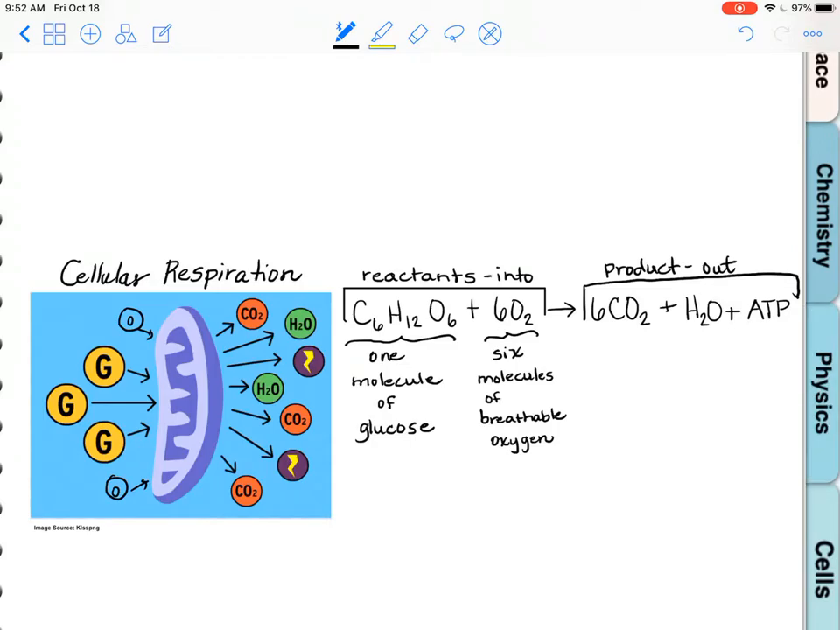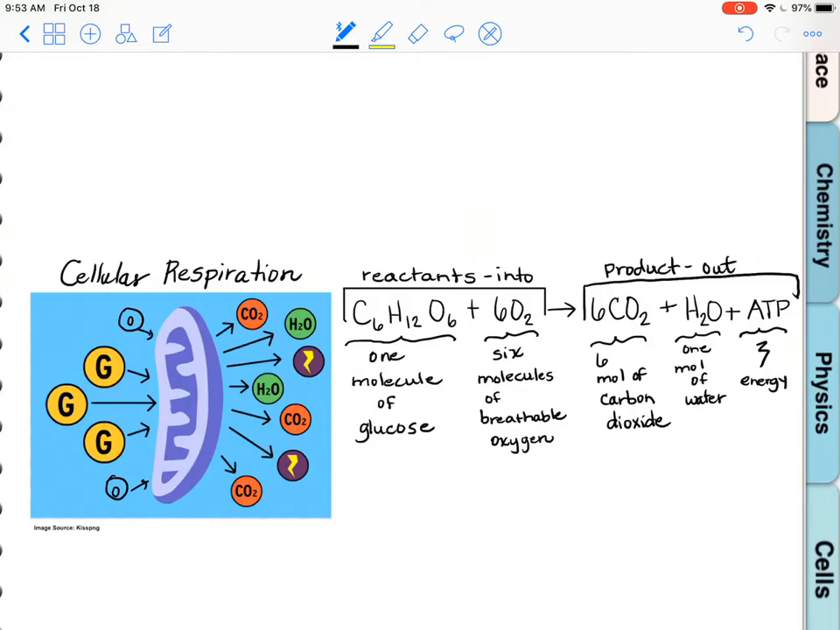So out of this reaction we're going to get 6 molecules of CO2, which is carbon dioxide. And 1 molecule of water. And then here's the really good thing. Do you remember what ATP represents? Adenosine triphosphate is energy. So that's what that little lightning bolt is symbolizing. You are getting energy when your cells go through this process.